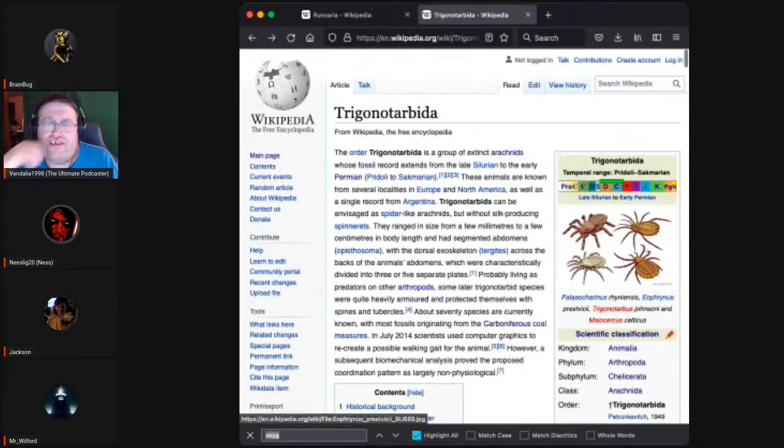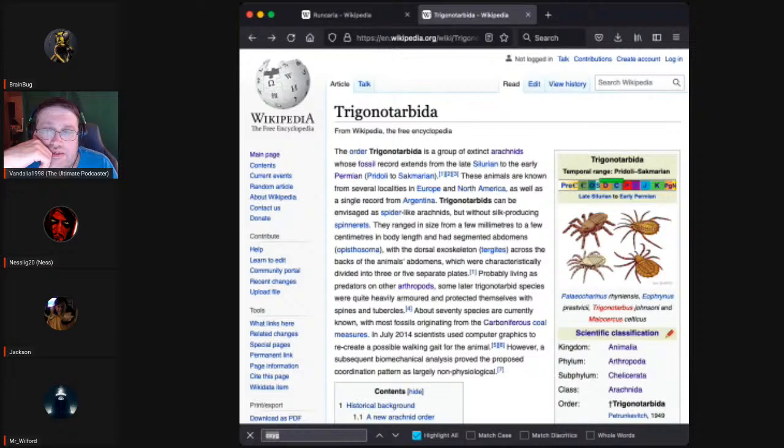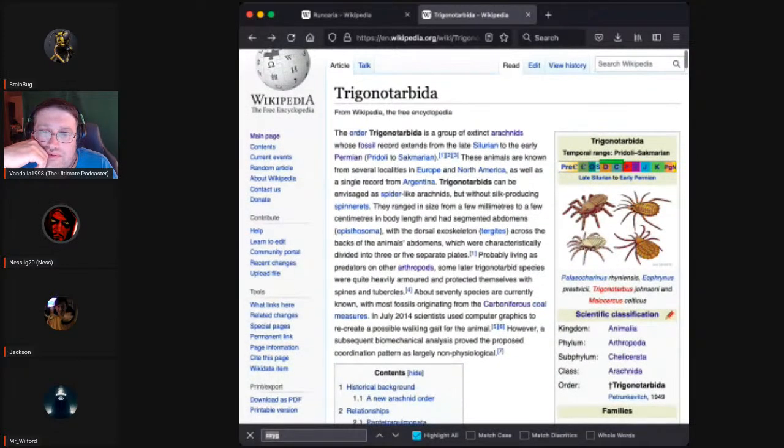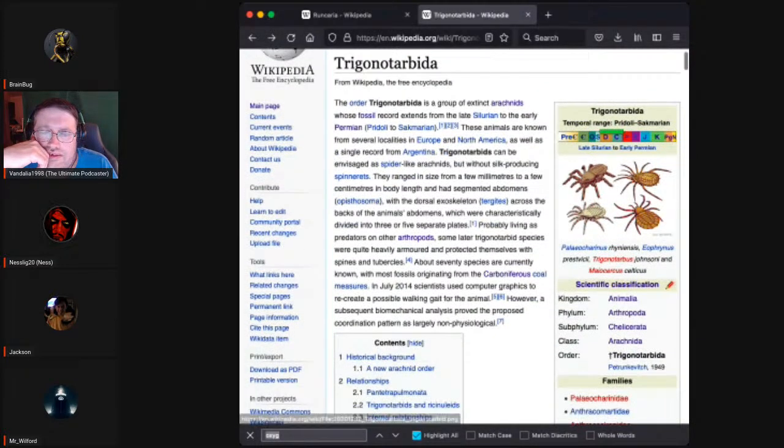Yeah, so arthropods had a very interesting diversity back then. Some of them are just extinct. We don't have any more like these guys.